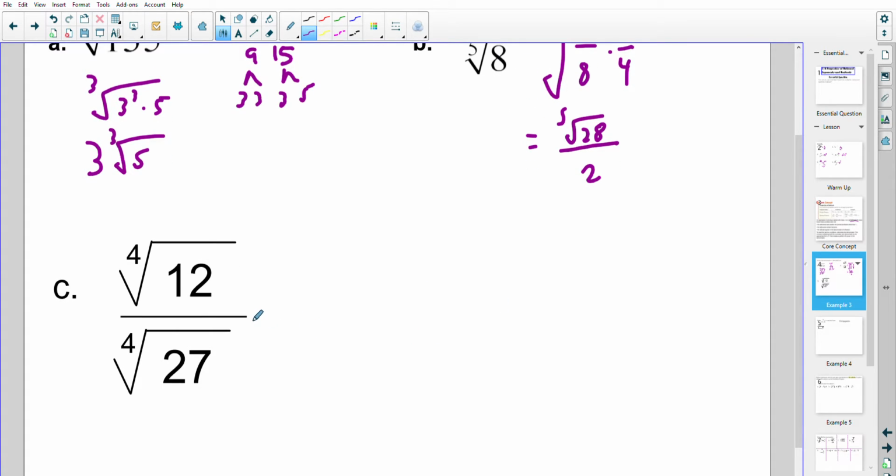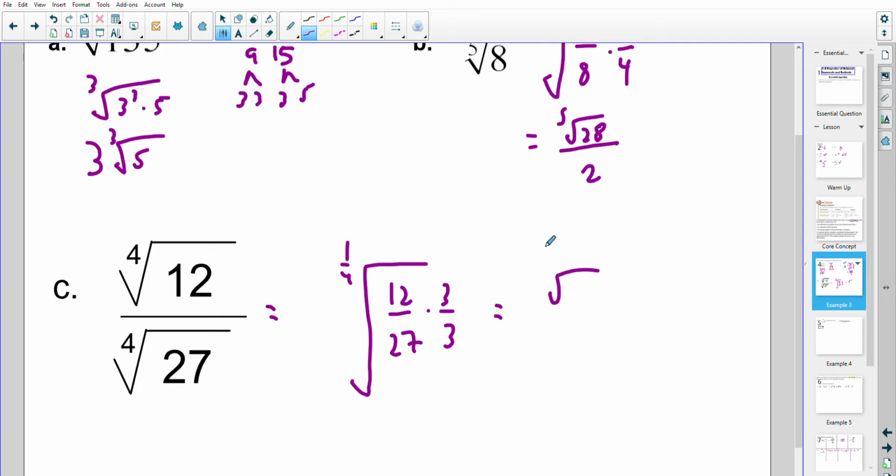Same thing can be done here. I'll just do the first step. It's going to be, let's see, 12 over 27. 27 is 3 to the 3rd power. I need the 4th power, so I would multiply by 3 over 3. I would just continue. And so this is going to be the 4th root of 36 all over 3. Notice you cannot do anything at this point because these are not the same radical.